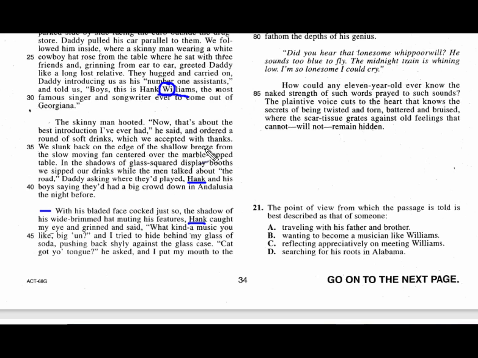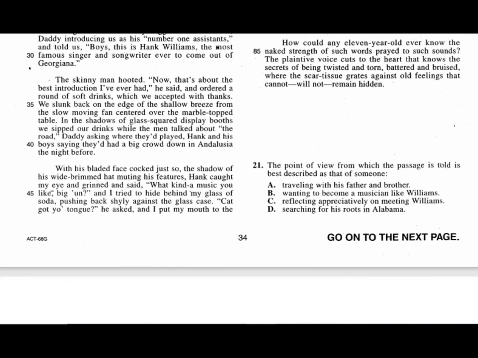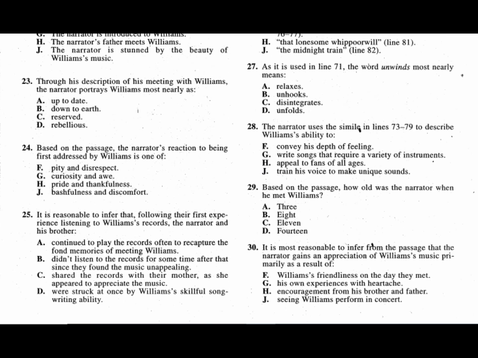And this is kind of where they're talking about Hank Williams and all that stuff here. With his blade face, shadow, eyes grin. What kind of music do you like? And then it says, I tried to hide behind my glass. On line 45. All right. So think of the Scooby-Doo synonym for trying to hide behind your glass when you're approached by super famous, the most famous country music star would be bashful. J for problem number 24.